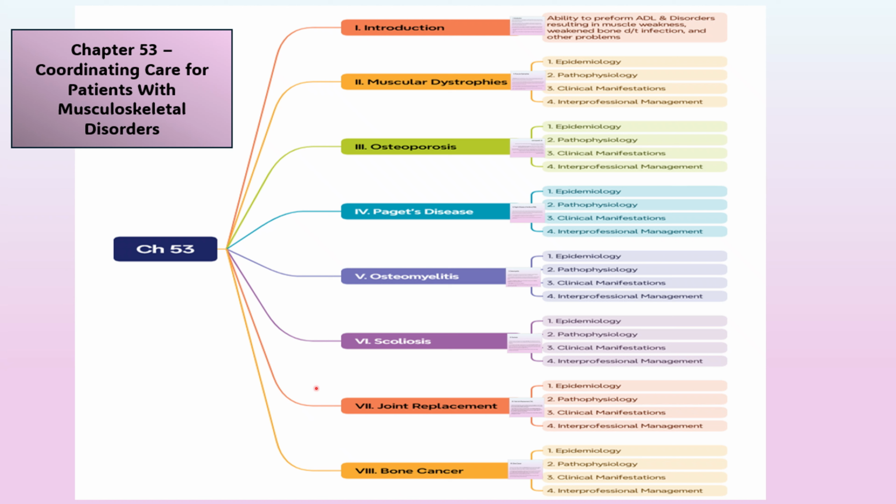And this is the way the book categorizes the chapter, and each of the disorders, there are 7. All of them have epidemiology, patho, clinical manifestation, and interprofessional management. I'm going to go one by one, and also I have some pictures to show, just to kind of make it simple and easy to understand.